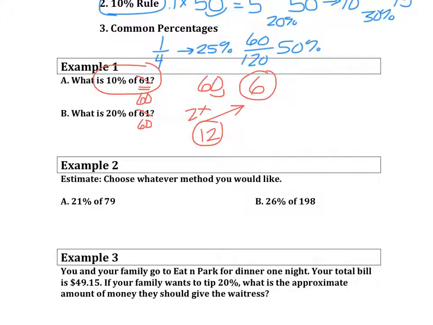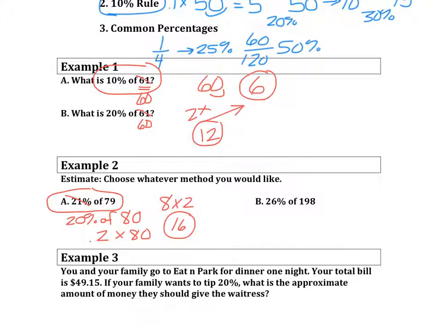And then example 2, it says choose whatever method I'd like. So when I look at these, I want numbers that are compatible, that work well together. 21% isn't great, so I'm going to do 20%, and then 79 is really close to 80. So I'm going to have 20% of 80. Now, I'm going to choose to still do 0.2 times 80. So 20% of 80. Now, I'm going to use the 10% rule. 10% of 80 is moving the decimal once is 8. And then 8 times 2, that's going to be 16. That's one of the strategies you can use. You can also use your calculator, so don't be afraid to use that as well.